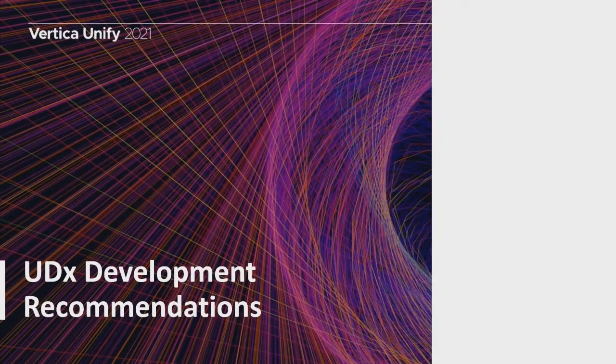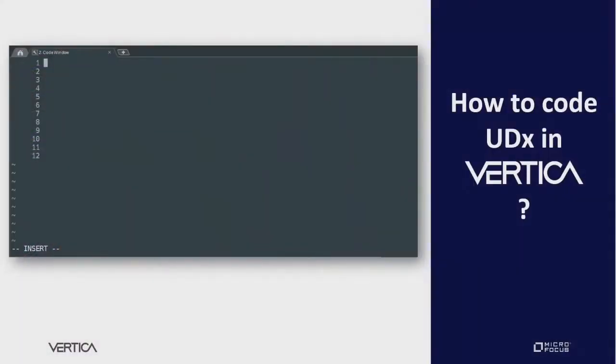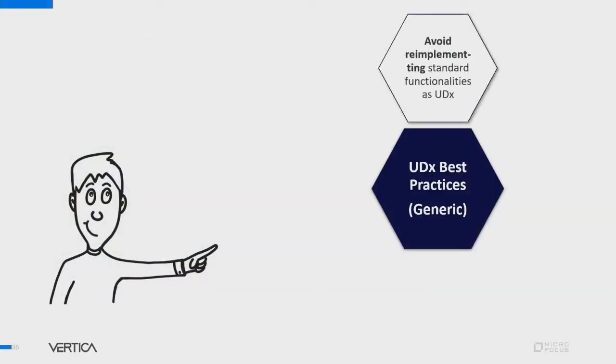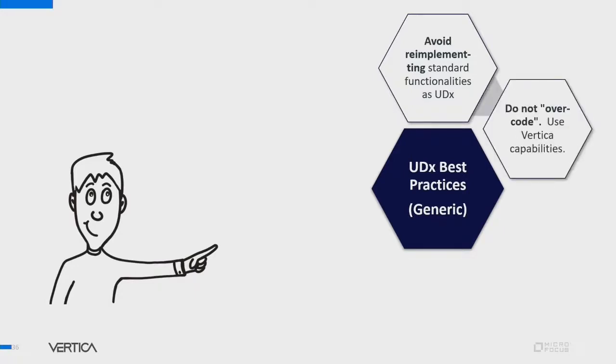Okay, so let's focus on recommendations for our UDXs. You can ask how to code a UDX in Vertica. So I would say the best code is not code at all if a built-in function in Vertica already exists. That leads us immediately to the first of the generic UDX best practices. If something is in Vertica as a standard function, don't code it, because you cannot be faster than the built-in Vertica function.